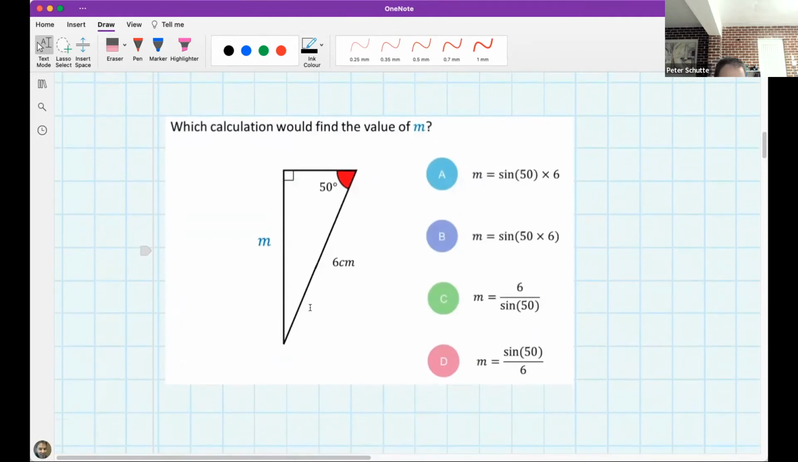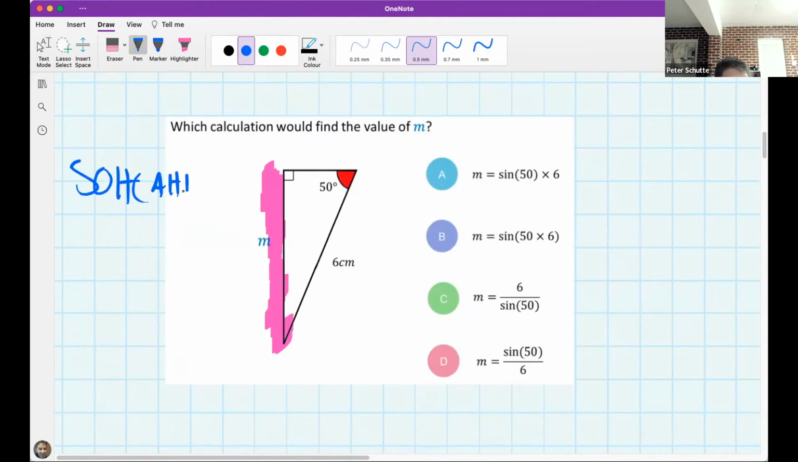I want you to find the option that matches the value of M. So you're given 4 options, and because it's a right-angled triangle, you can use trigonometry, so SOHCAHTOA, to help you find an unknown side. Off we go. Can you find me an unknown side?